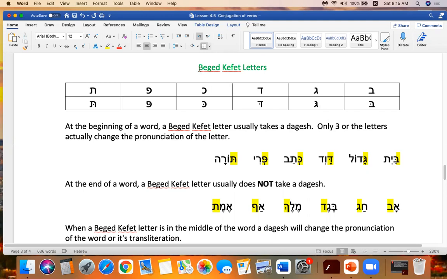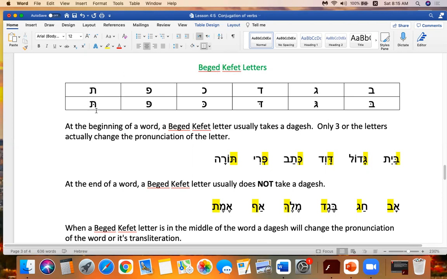Beged Kefet, okay, Kaf. It's either Kaf or K, Kaf. When it has no dagesh, it's a softer sound, and when it has the dagesh, it's the hard K. And then Fe and Pei. That's very distinctive. So we have that. That's the F in fet. And the last letter T, tav.